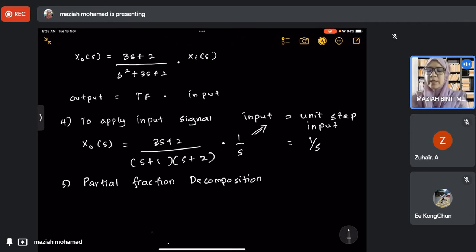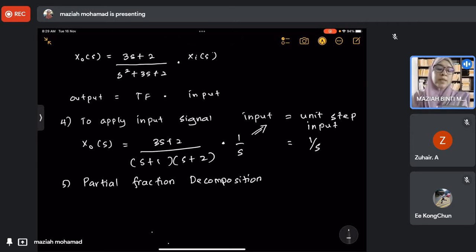Okay, partial fraction decomposition. All right, let me share a table, partial fraction table. I'm going to share it on WhatsApp. Okay, where? Okay, so I've shared on WhatsApp.